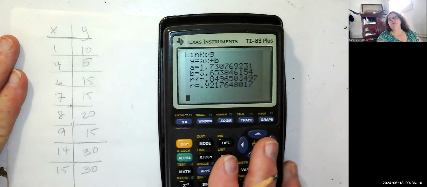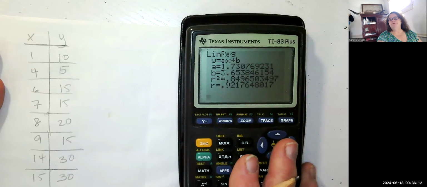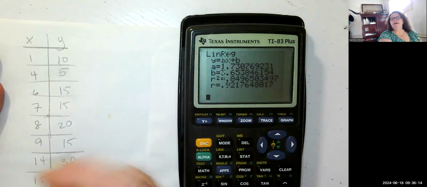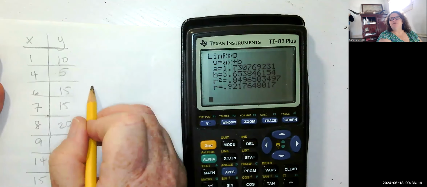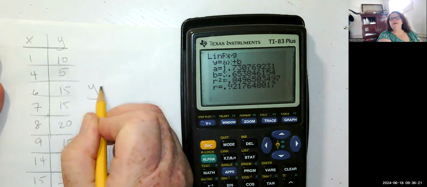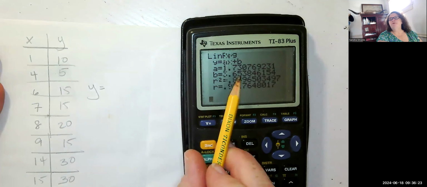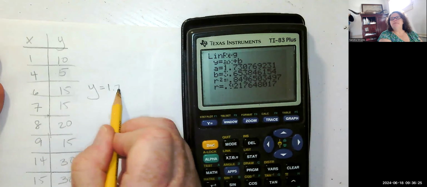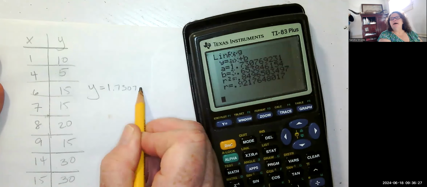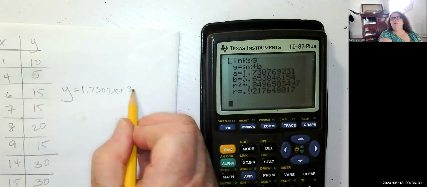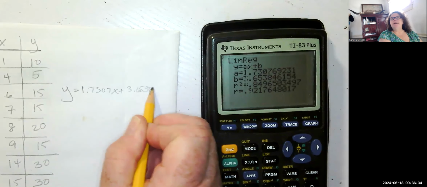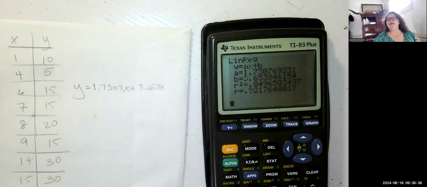Honestly, the more values you can give on my open math, the better. You're not going to have to do this on my exams because I'm going to provide you with the information, but you're going to need to do this for your my open math. So it's y equals 1.7307x plus my y is 3.6538. And that's how I would get my linear regression line for 4.3 linear models.